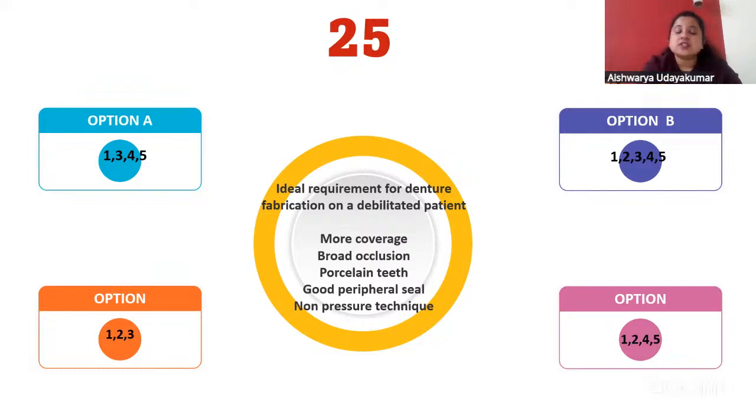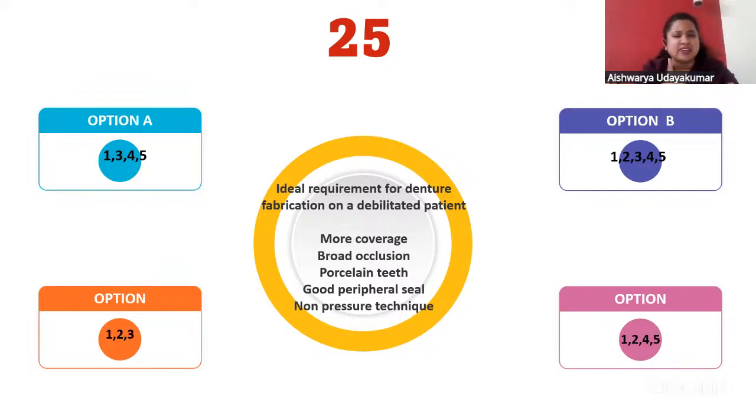There should be more coverage. Why? Because there has been severe resorption. Now, when there is resorption, if you don't have proper coverage, it can affect retention. Broad occlusion. Why broad occlusion? Because there is severe thinning of the bone. When you give broad occlusion, the patient may be able to bite more. Porcelain teeth, good peripheral seal. Yes, good peripheral seal is there. Porcelain teeth we don't generally give, because they are stronger teeth, and the patient will have to apply more biting force to feel that he is chewing. Then non-pressure technique.